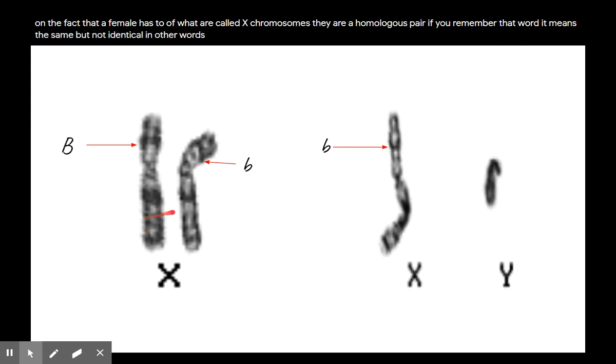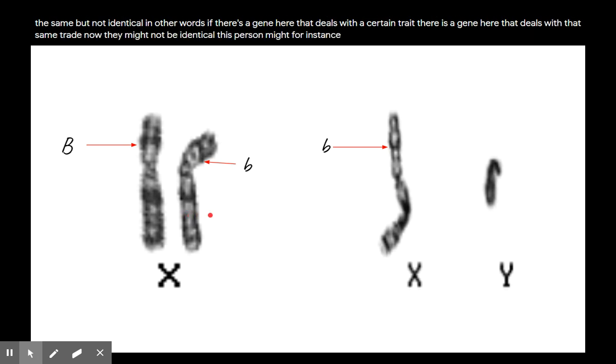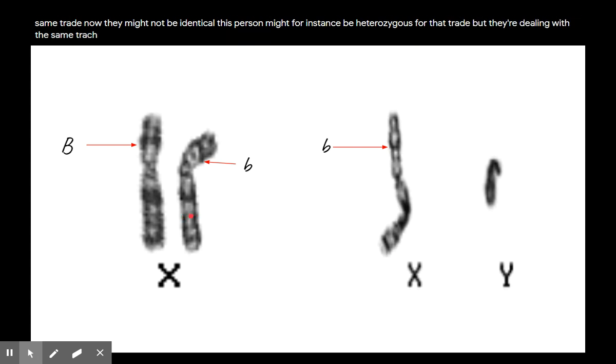In other words, if there's a gene here that deals with a certain trait, there is a gene here that deals with that same trait. Now, they might not be identical. This person might, for instance, be heterozygous for that trait, but they're dealing with the same trait.